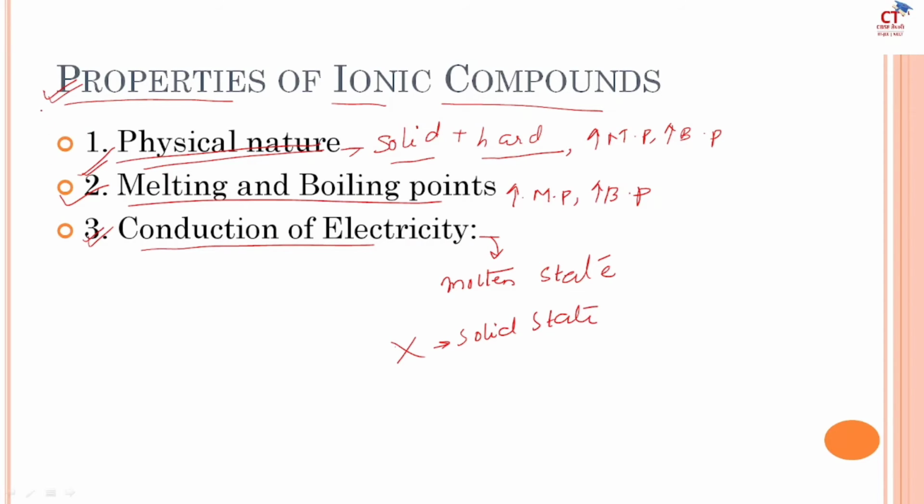What are the properties? Let's recapitulate again. Ionic compounds show three properties. First is the physical nature, that is, they are solid and hard. The second one is the melting and boiling point, that is, the melting point is high, and the boiling point is also high. And conduction of electricity: they can conduct electricity only in the molten state and not in the solid state. Okay, I hope up to this the slides are clear. Up to this you have understood all the topics.